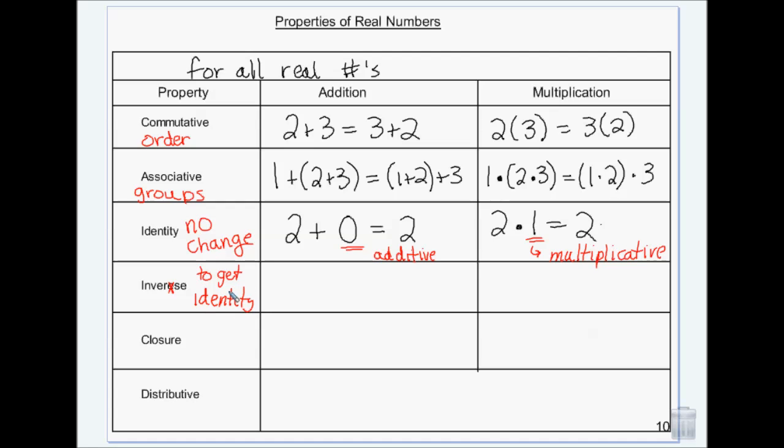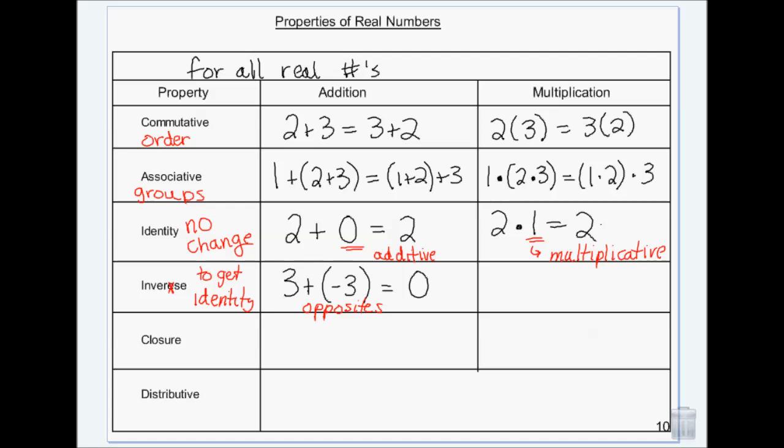Okay, so if I were to take a number 3, I want to know what number do I add to 3 to make it a 0. Well, I would add negative 3. So when you're talking about addition, the inverses are opposites. Okay, so 3 and negative 3 are inverses of each other. They're opposite signs.